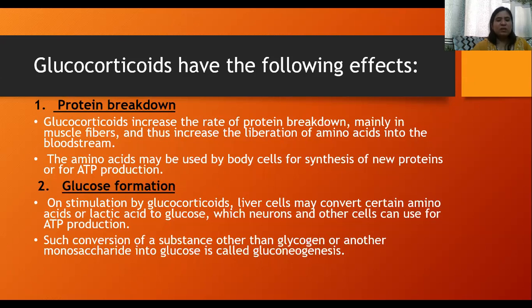Normally, the glycogen is broken down to glucose, right? But in stressful situations, gluconeogenesis happens, where amino acids and lactic acid are converted to glucose rather than from glycogen. It is known as gluconeogenesis. And the breakdown of glycogen is known as glycogenolysis, right?